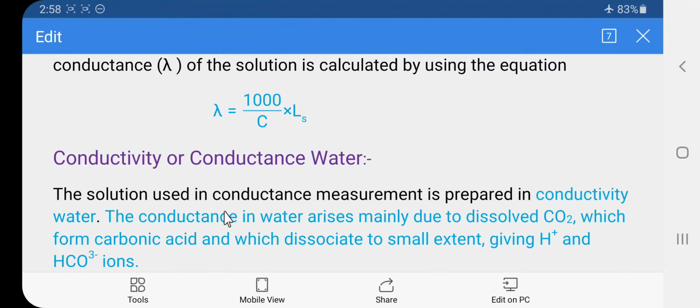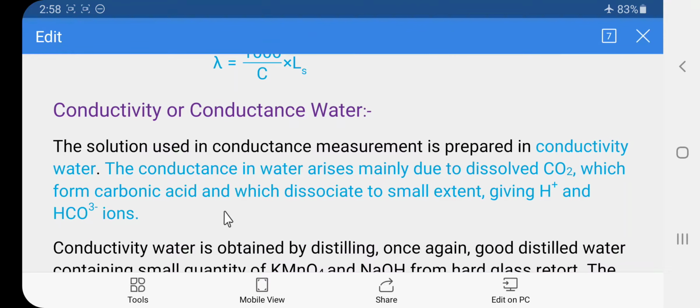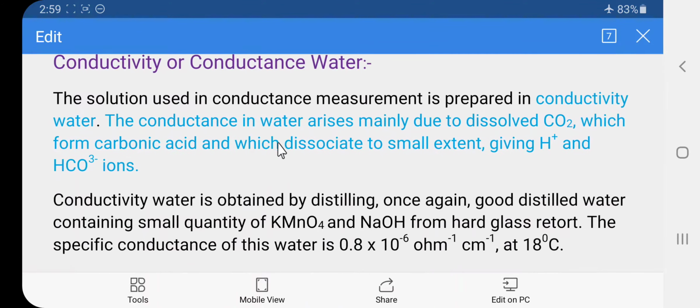Then the next topic is the conductivity water or the conductance water. Generally, friends, when we perform experiments with the help of the conductometer or conductivity meter, we have to use conductivity water. So what is meant by conductivity water and how is it prepared? Generally the solution used in the conductance measurement is prepared in the conductivity water.